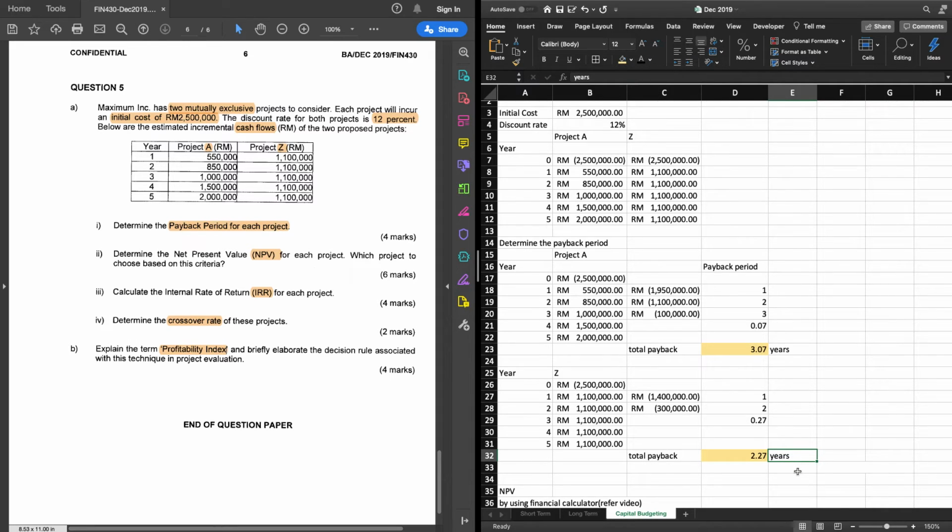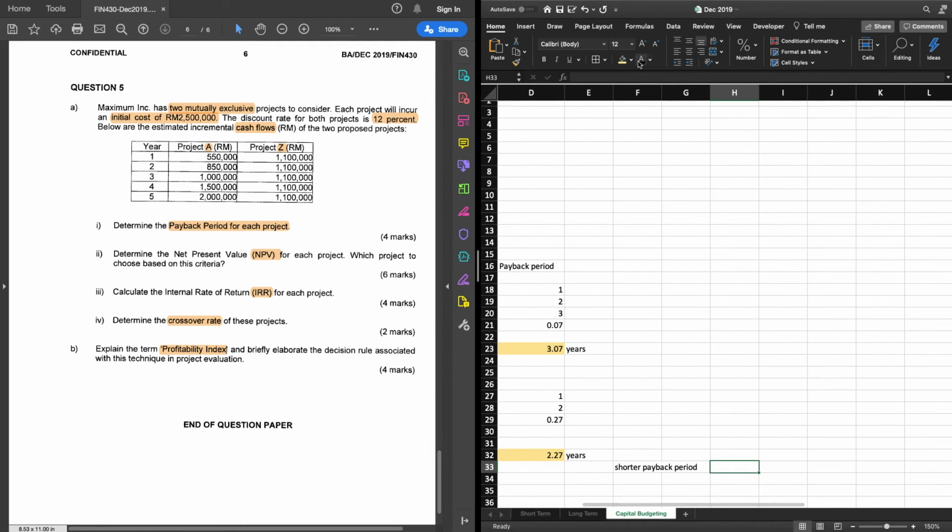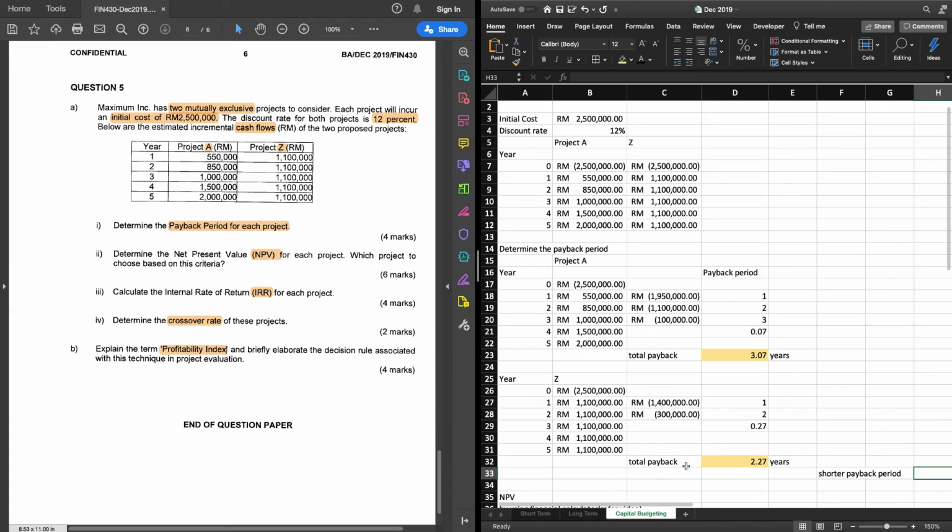So this is all. If you want to make a decision using the payback period, the rule of thumb is the shorter the payback period, the better. So we will choose project Z.